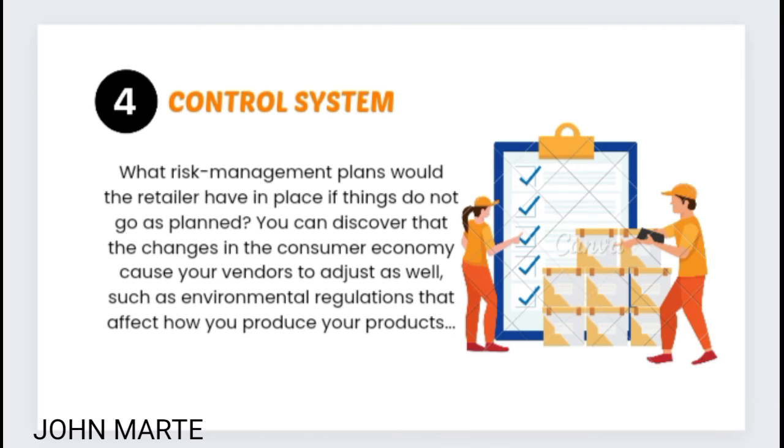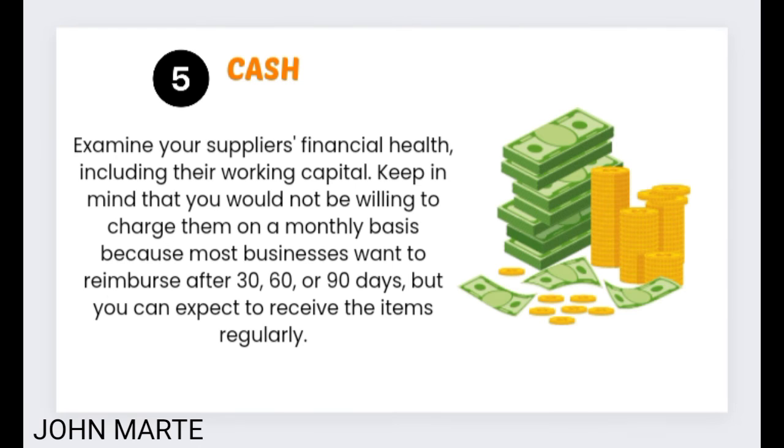Number 4 is control system. What risk management plans would the supplier have in place if things do not go as planned? You can discover that changes in costs to the consumer company cause your vendors to adjust as well, such as environmental regulations that affect how you produce your products.